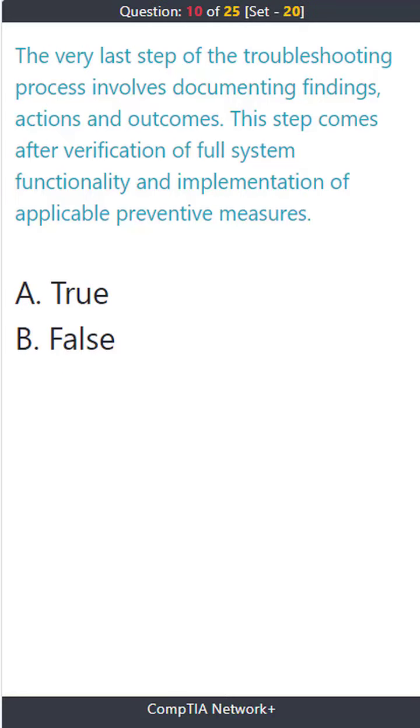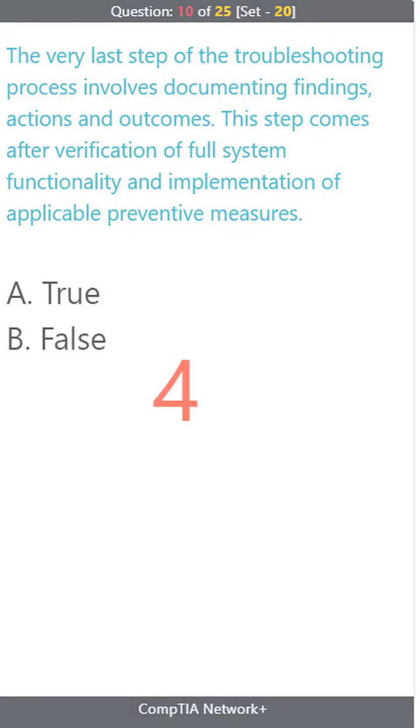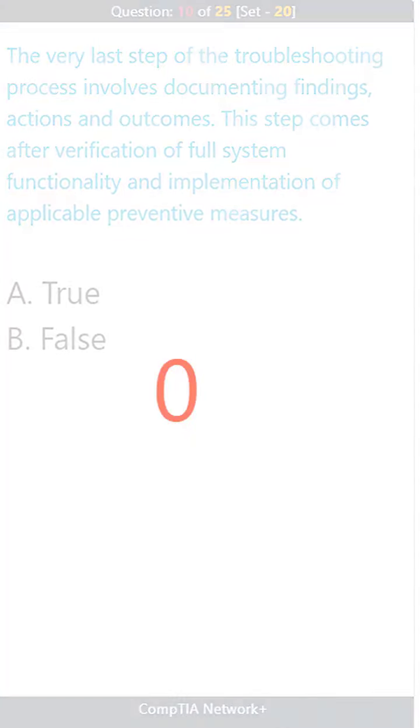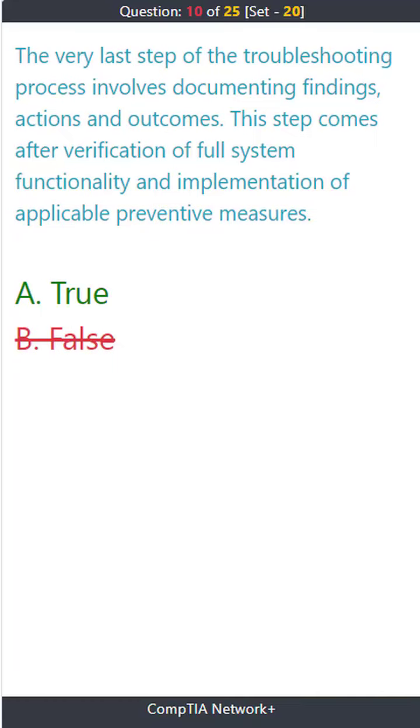Question 10. The very last step of the troubleshooting process involves documenting findings, actions, and outcomes. This step comes after verification of full system functionality and implementation of applicable preventive measures. A. True. B. False. The correct answer is A. True.